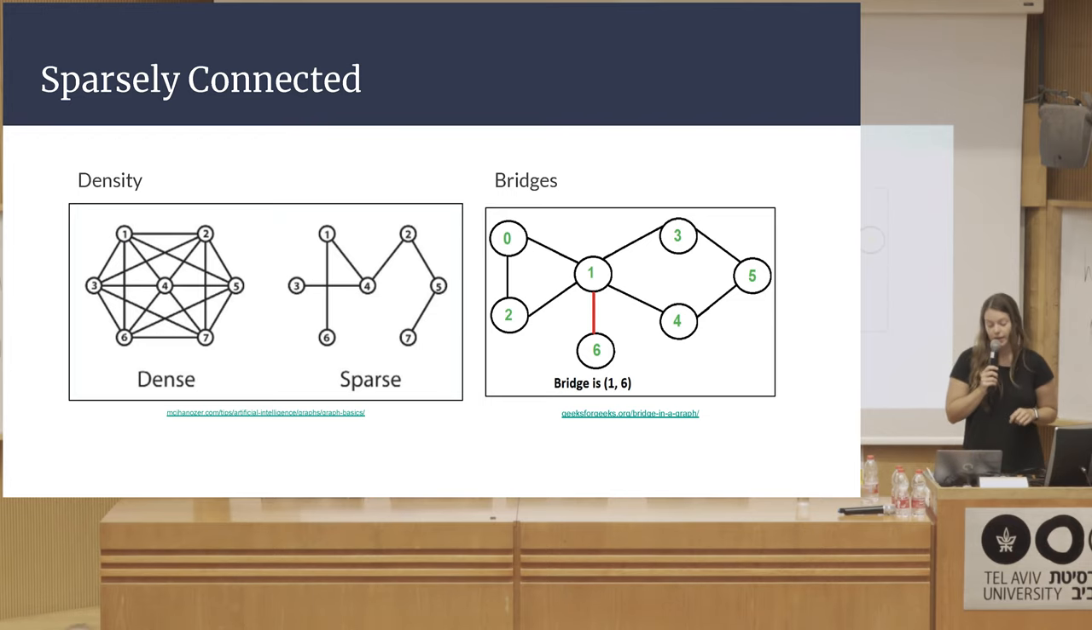The other thing we can look at is bridges. So bridges refers to edges. A bridge edge is one that if you remove it from the set, you produce another connected component. So in this picture, if I remove 1, 6, then the 6 node will be totally excluded from the network and they're not connected anymore.